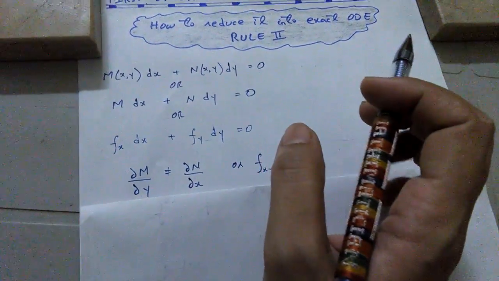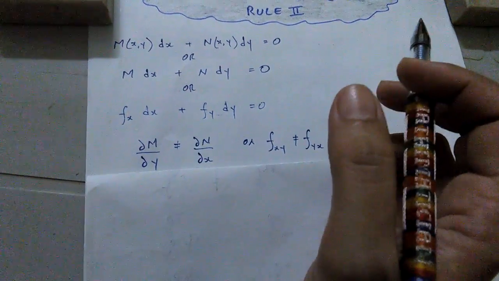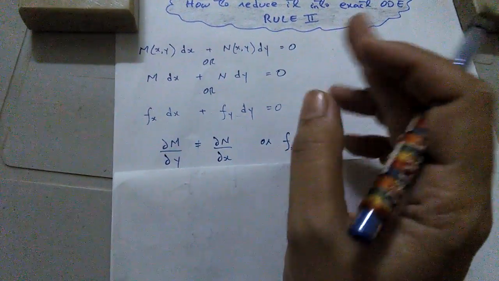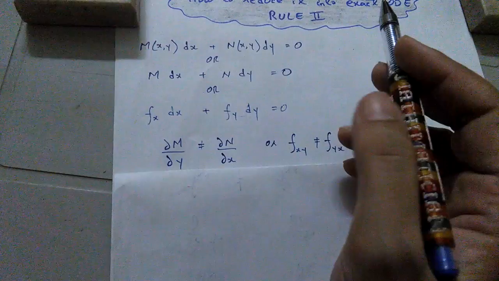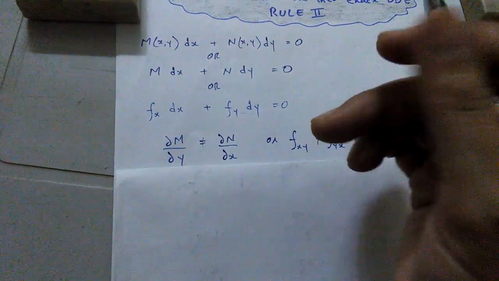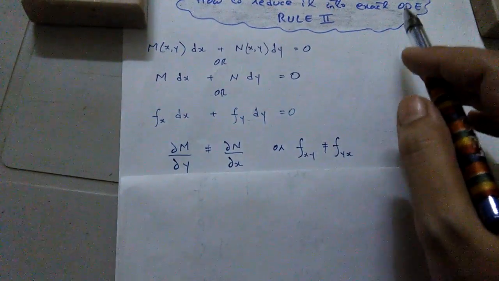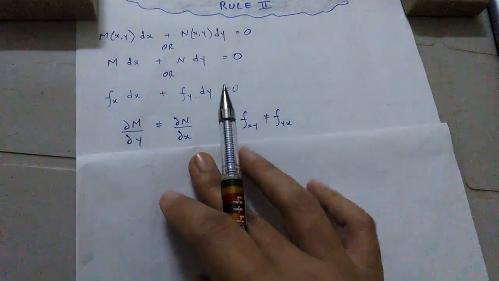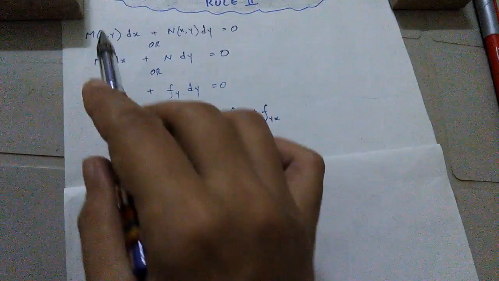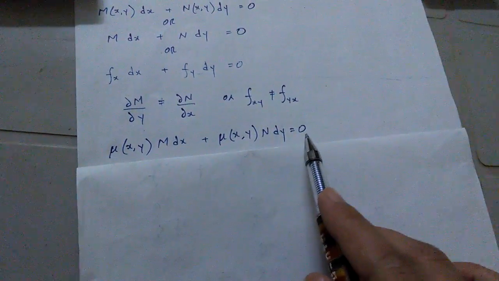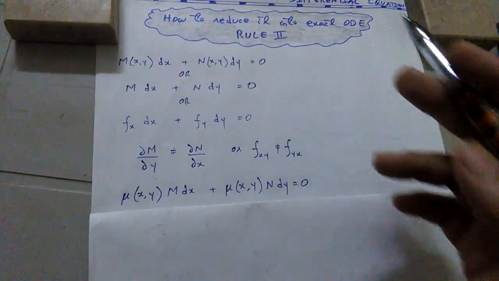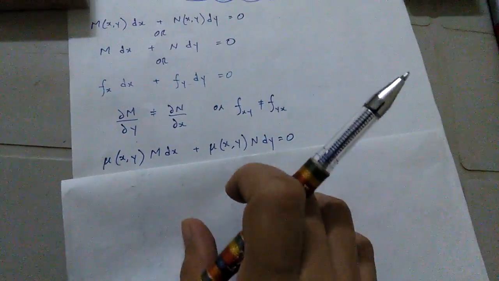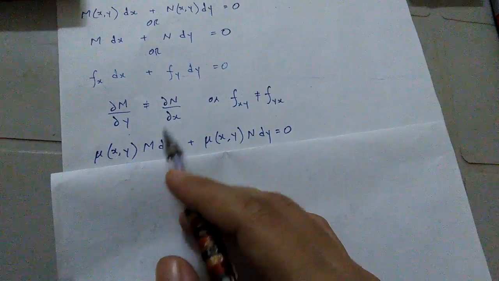Then how to reduce this? If we use rule 1, and rule 1 is not helping us in obtaining the integrating factor, then we are going to move to rule 2. The integrating factor is an entity that is used to convert a non-exact ODE into exact form, and we represent it with the Greek letter mu. We multiply the entire non-exact differential equation with that integrating factor, which turns it into exact form, and then we use the same strategy that we use for exact equations to solve.